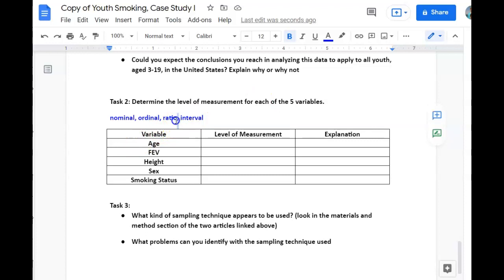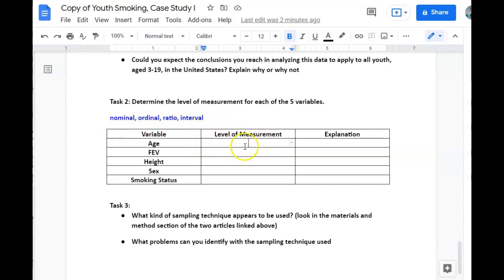Ratio, 0 means 0. So if you have 0 money in your bank account, then it means you have an absence of money, right? It's not an arbitrary scale. You have none, right? You have none dollars, all right? So that's kind of what you're answering here. So you're going to go through, you go age. Age is one of these, okay?